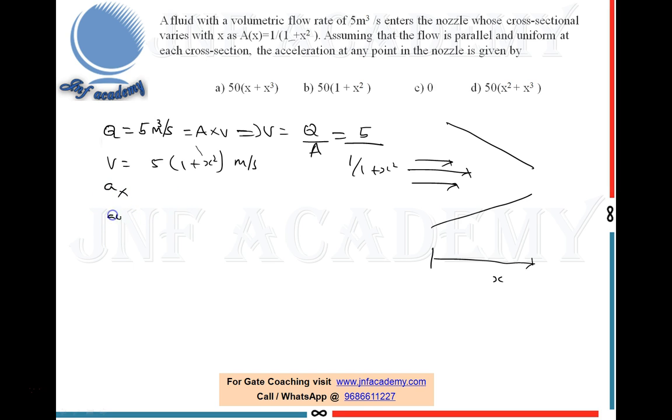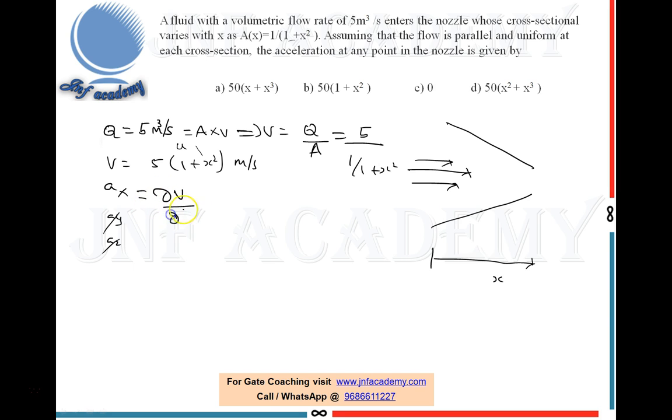Ax, Ay, Az, but it is an unidirectional flow because only x is involved, no y or no z is involved. So it's only x is involved. So this is no more a vector, it has become a scalar. So it's only u component is available here. This v vector is nothing but the u component here. So to find out what is the acceleration along the x direction, we know the formula, right?